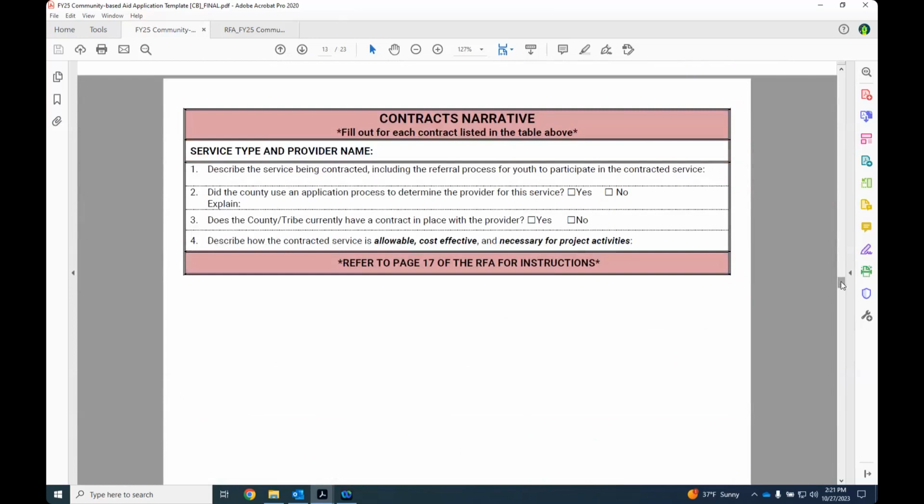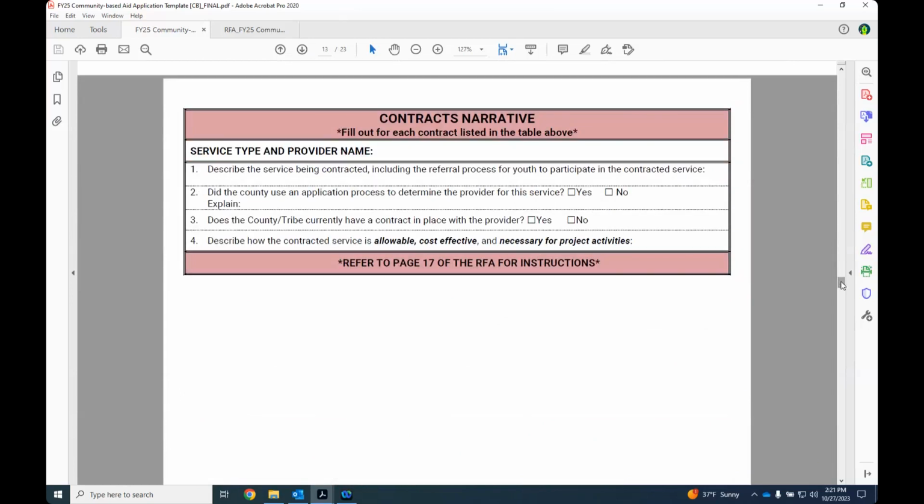If there's an application process to determine service, I know some of you will probably laugh at this because you're in a rural area and you may only have one option. So there's no such thing as an application process. You can just put that as the reason for that. Some of the larger counties may have a process that they go through, and that's what we're asking about.